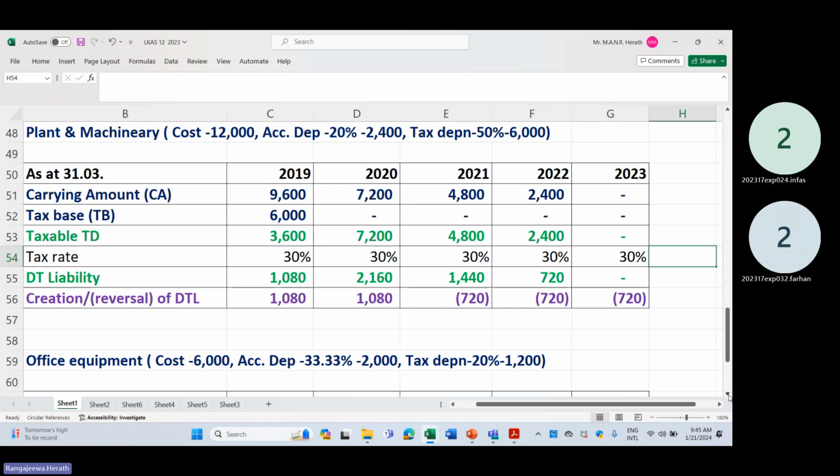Similarly, you can complete this type of table for office equipment. Office equipment cost is 6,000. Accounting purpose 33.33%, that means 1/3, 2,000 depreciation. Tax purpose 20%, 1,200. Can you complete the same table for office equipment? That means you know how to calculate the deferred tax asset or liability. Take the carrying amount, take the tax base, identify the taxable or deductible temporary difference from the difference, multiplied by the tax rate. You can have deferred tax liability or asset.